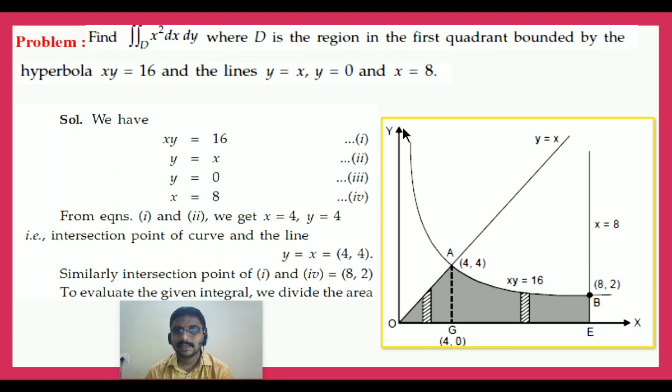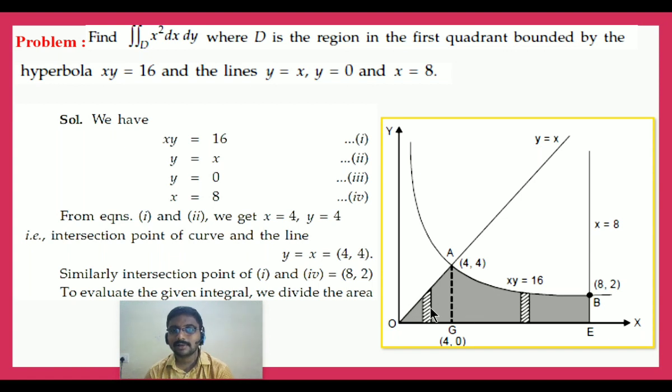The whole region is taken in the first quadrant. So once again, xy equal to 16 is the hyperbola, y equal to x is a line, and x equal to 8 is a line parallel to the y-axis. And this is the closed region. In this closed region, we have to take a strip. Generally the strip is drawn parallel to the y-axis.